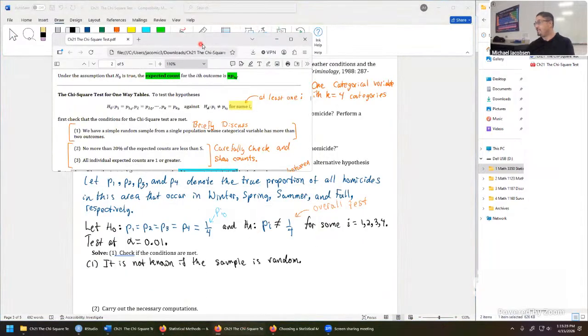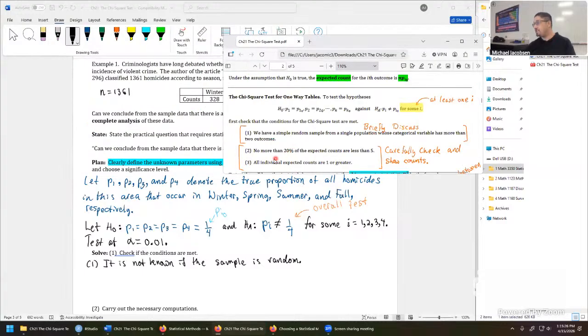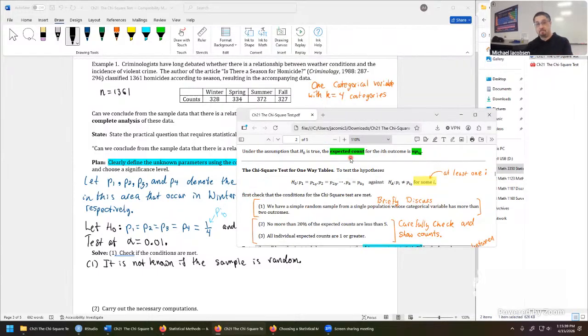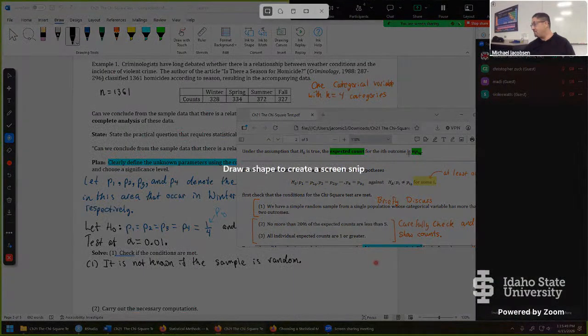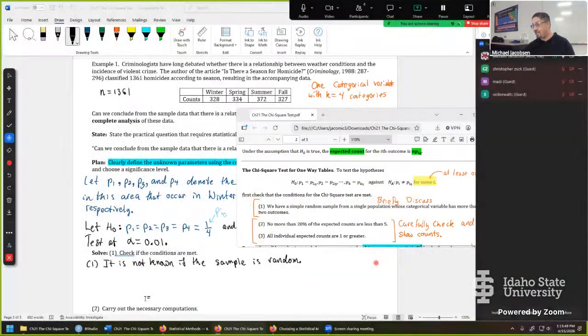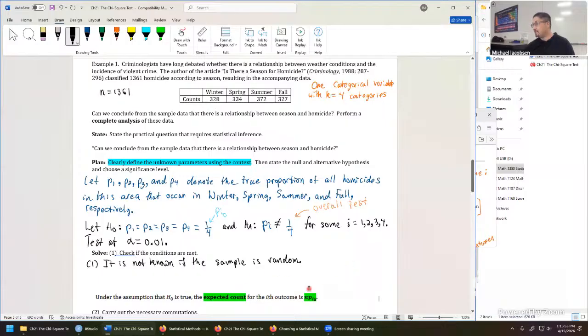We need to check that no more than 20% of the expected counts come out less than 5, and all expected counts have to be at minimum a 1, which means pretty much all we're doing for the second wave of the conditions is just compute the expected counts. Here's the formula. It's kind of nice. It's just n times pi naught. Let's throw this into our document as just a temporary screenshot to consider as we work through it.